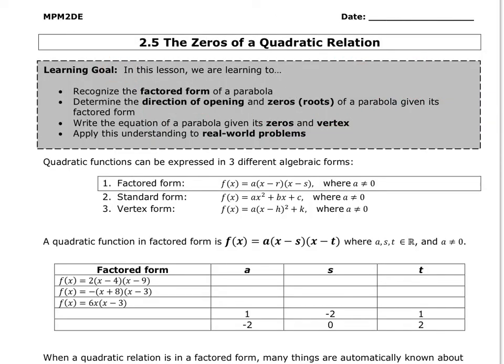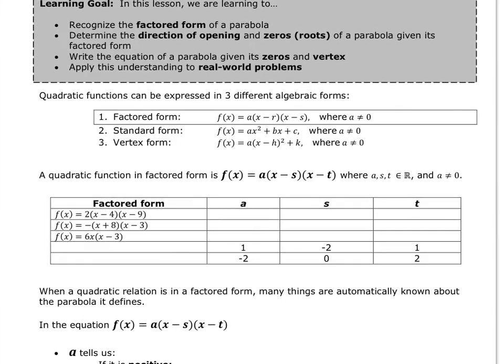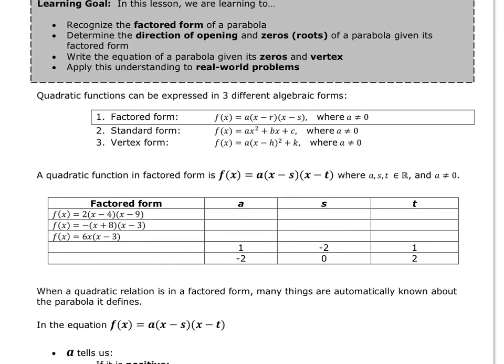Okay, so let's get started on the first question. So the first question says, it's giving us, let's see if I can use this highlighter. Okay, so it's giving us the factored form of a parabola. And remember that there are 3 forms or 3 equations of a parabola. We've got factored form, which we're going to deal with now, standard form, which we know a little bit, and vertex form, which we're going to do in the next unit.